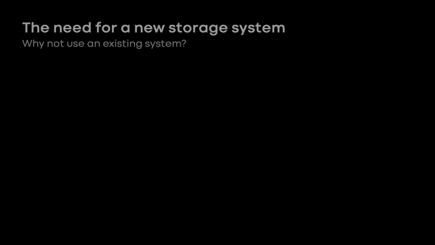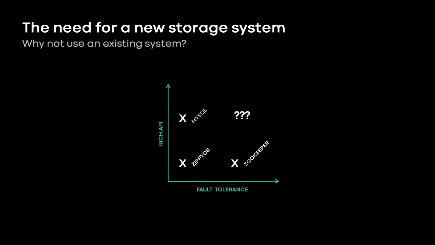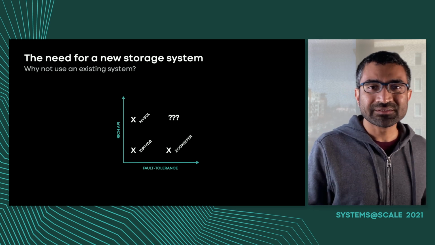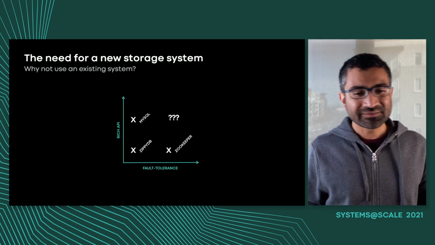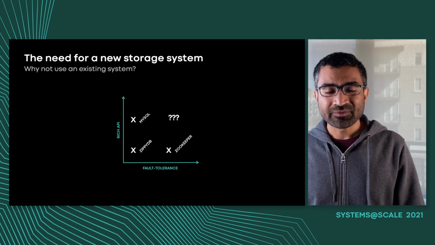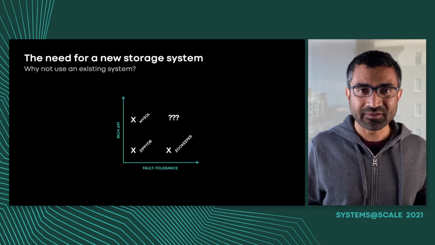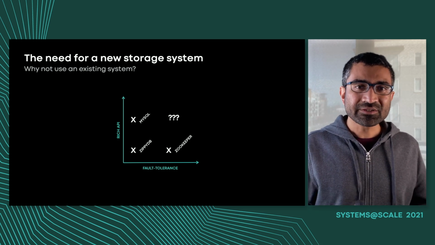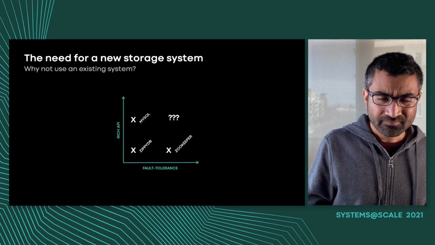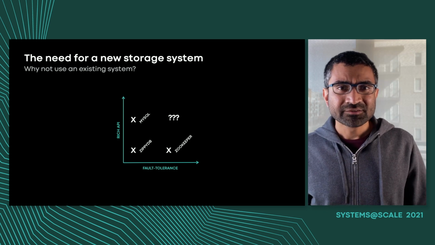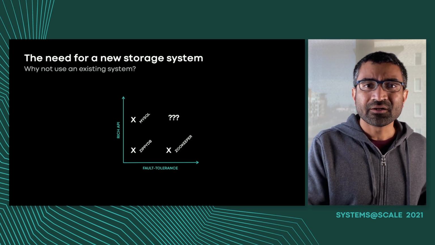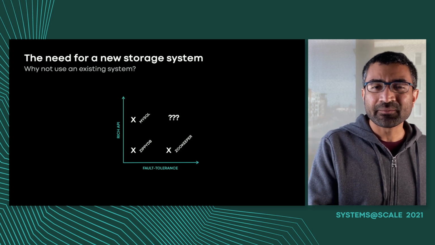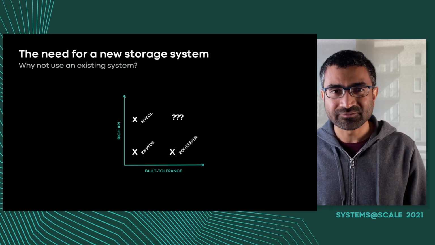Now, the problem was that Facebook had a number of existing storage systems at the time, but none of them satisfied both of these imperatives. So, for example, some systems like Zookeeper provided exceptional fault tolerance, but did not provide a rich enough API. And at the other end of the spectrum, systems based on SQL offered a very expressive API, but did not match the fault tolerance of Zookeeper.